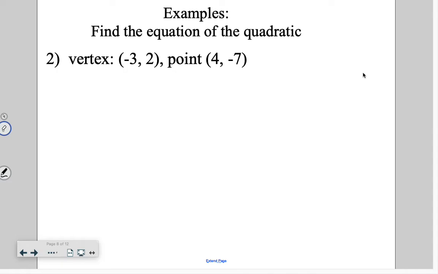Based on the information you have, do you think we should go to vertex form or standard form? Yeah. And if you have the vertex, you might as well go to vertex form. So, y equals a times the quantity x minus h squared plus k.